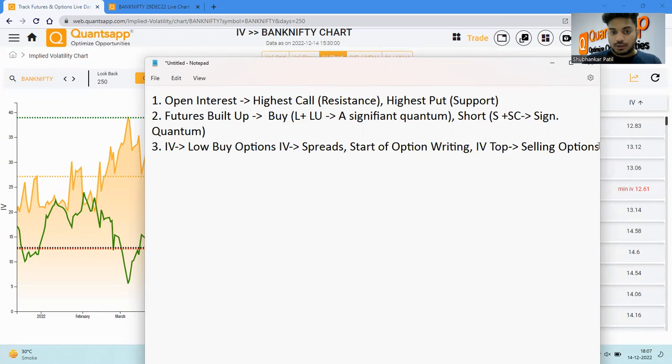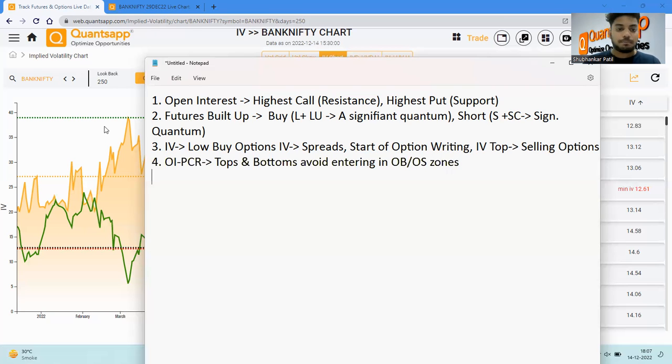Now coming to the fourth indicator. The fourth indicator of ours is very simple, which is OI PCR. This indicator is to identify tops and bottoms. This indicator will help you in avoiding entering in overbought/oversold zones. OB means overbought, OS means oversold zones.